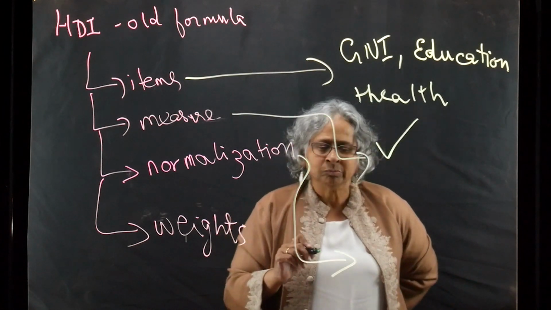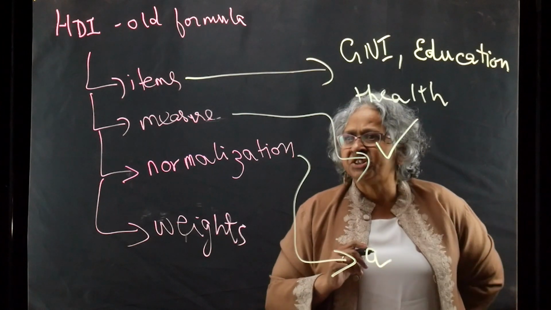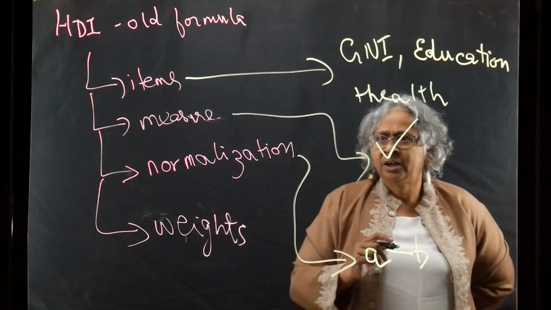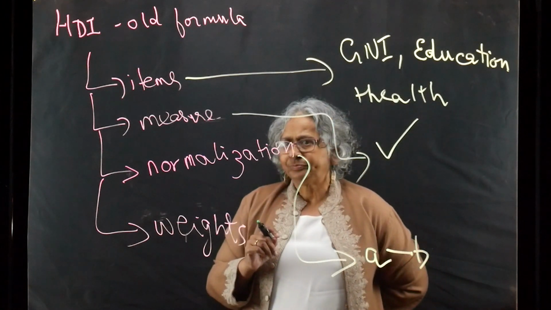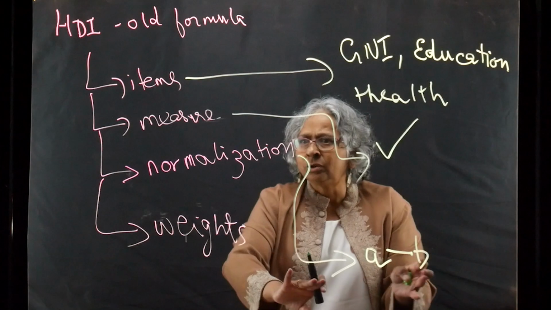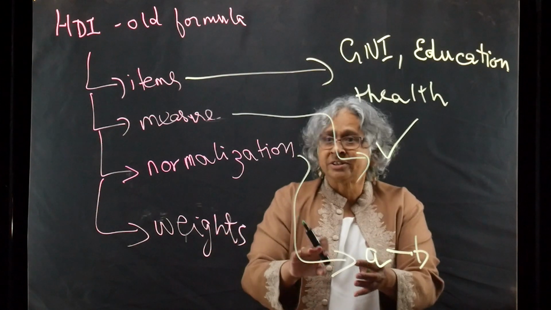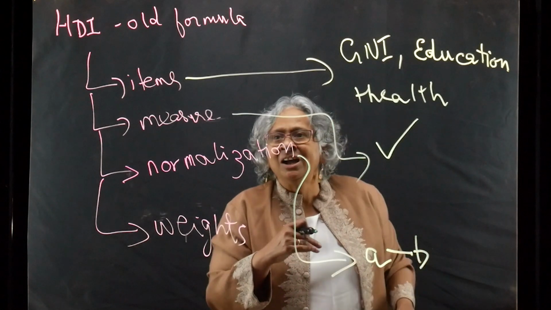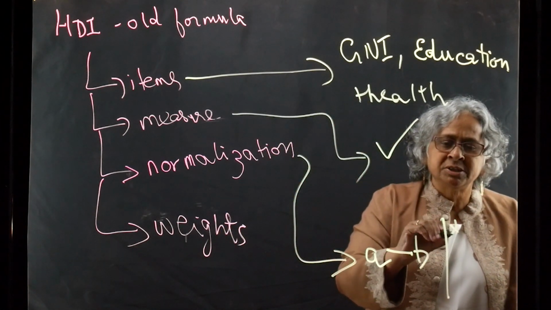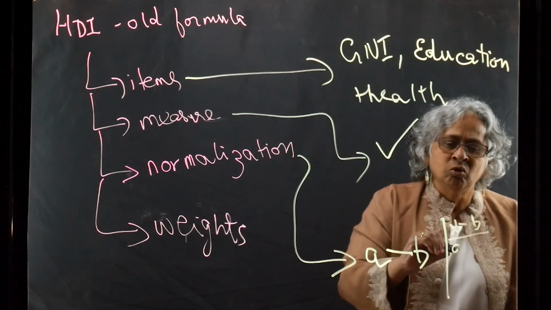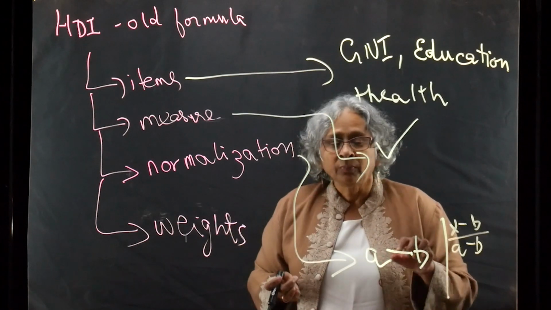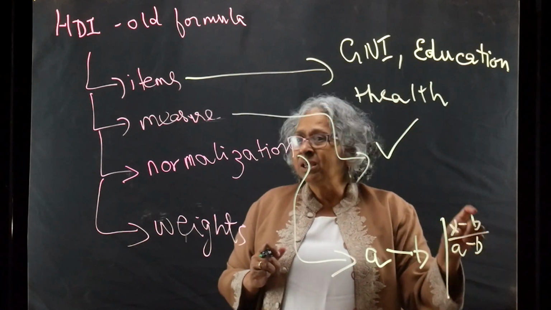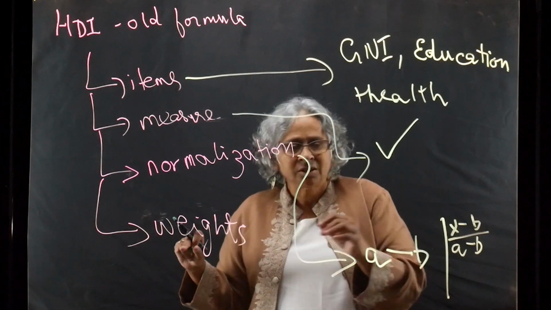What you do here is you take the highest value, A. Then you take the lowest value, B. So this is your range. The closer you are to A, the better you are, because that's the highest. The closer you are to B, you're not that good, because you're towards the lowest. So what they do is X minus B over A minus B. X is how much you have of GNI, education, health, whatever. B is the lowest. So this is how much better you are than the lowest compared to the whole range.